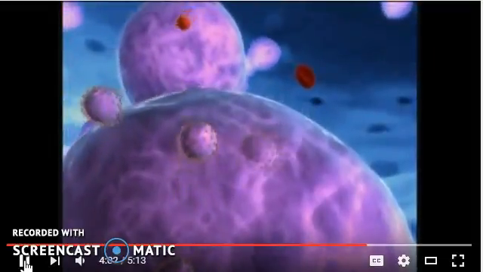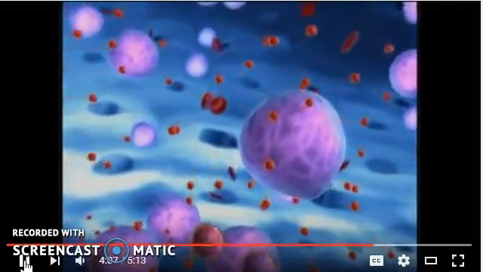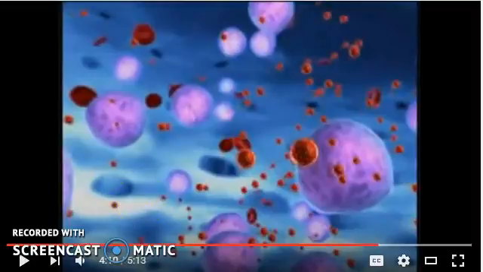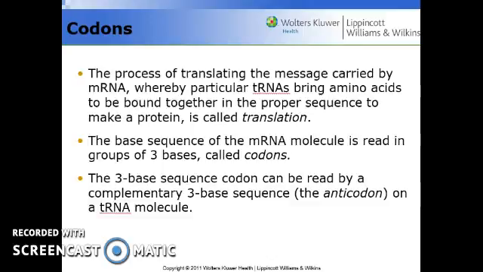HIV replicates billions of times per day, destroying the host's immune cells and eventually causing disease progression. So that's just one example of a retrovirus that uses reverse transcriptase. And it also is a good model to kind of understand how viruses are replicated. So I think from here we'll move into talking about the process of translating messenger RNA into proteins.